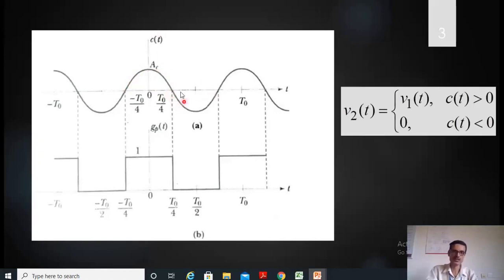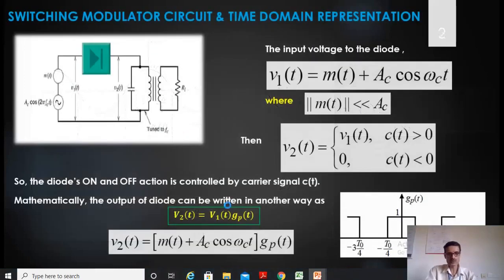Let us say this is the carrier signal. When C of t is less than 0, the pulse is off. If I go back to the equation here, if C of t is more than 0, during that time Gp of t is equal to 1. Right? 1 multiplied by V1 of t is V2 of t.